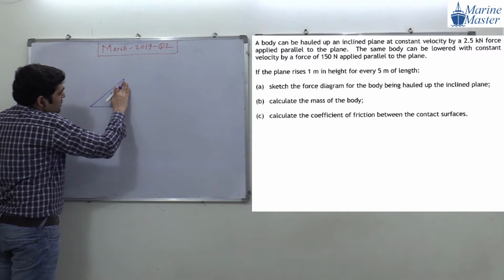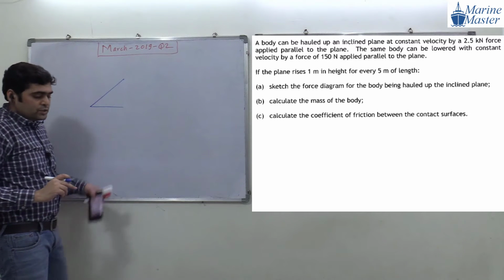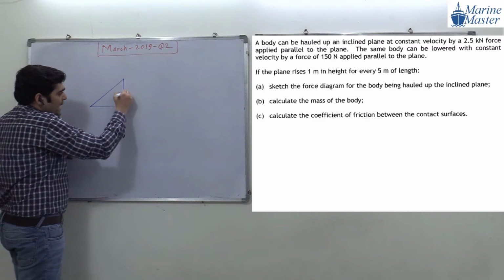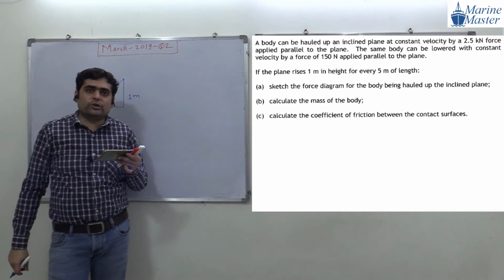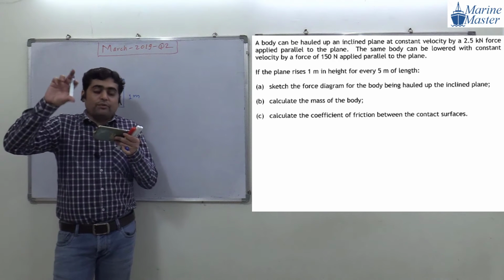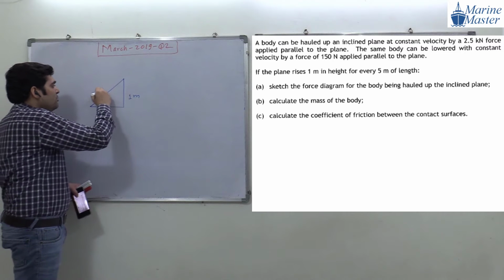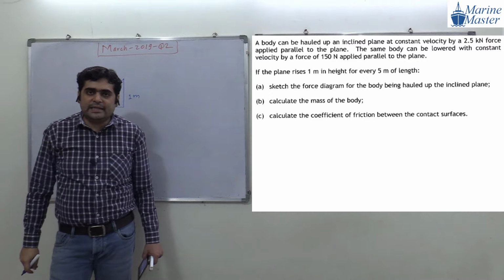This is our plane. The plane rises 1 meter in height, so this will be the height of the plane, 1 meter for 5 meter of the length. It means the plane rises by 1 meter for a 5 meter length of the plane. Are you getting my point, guys? That is the meaning of this sentence.